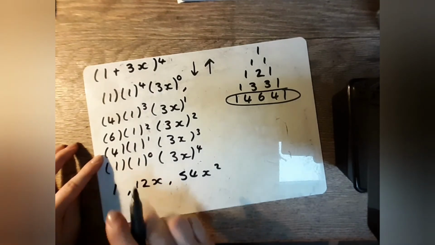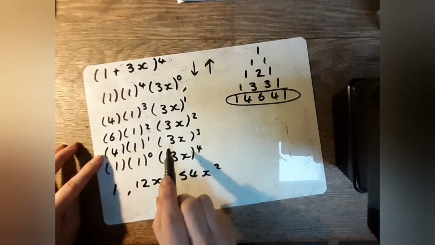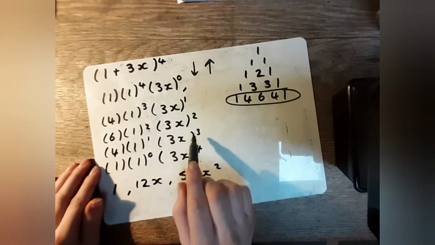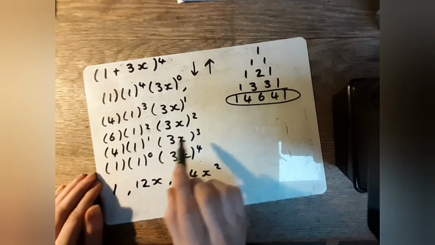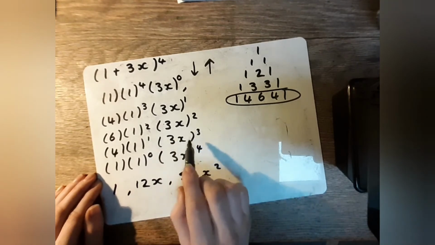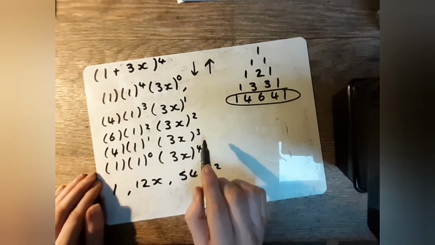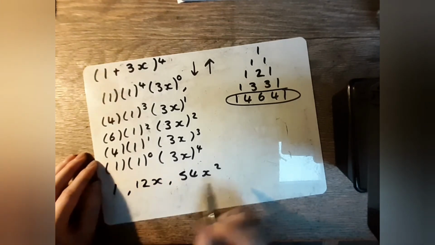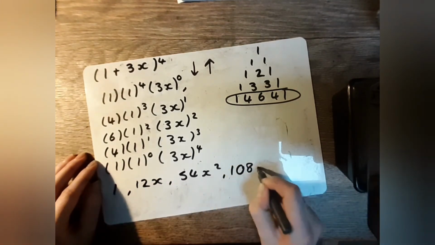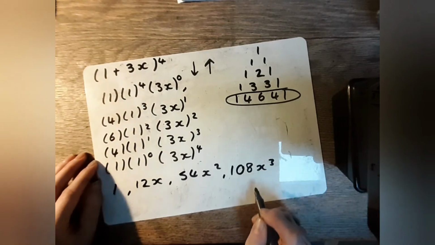So then for this one here, 4 times 1 times, similar to last time, 3 cubed and then x cubed. So 3 cubed is 27. So this whole section is going to be 27x cubed. And 27x cubed times 4 will equal 108x cubed. That's the last one.